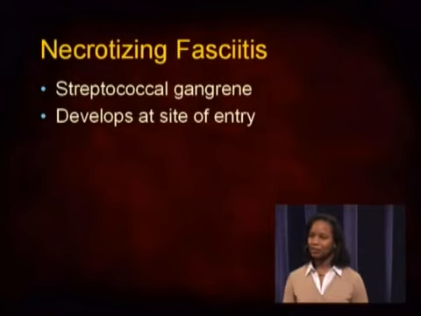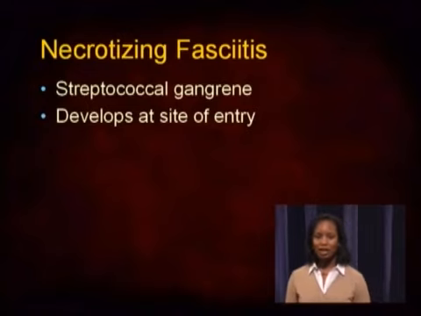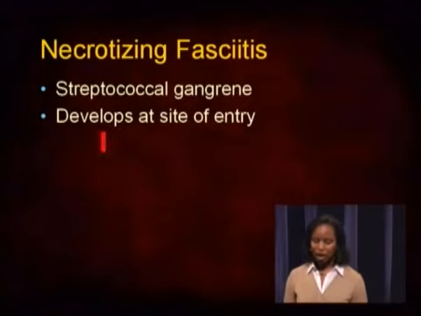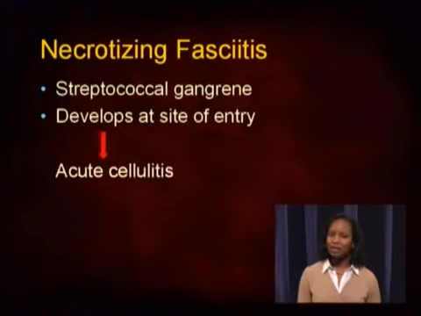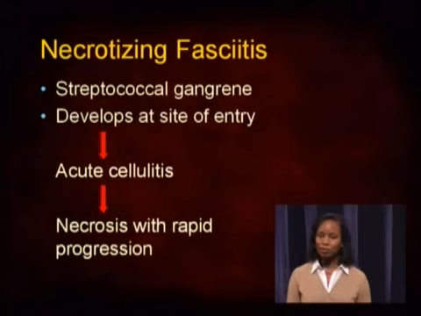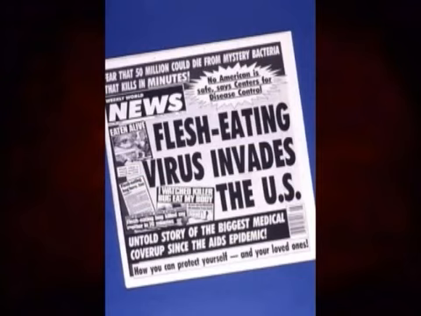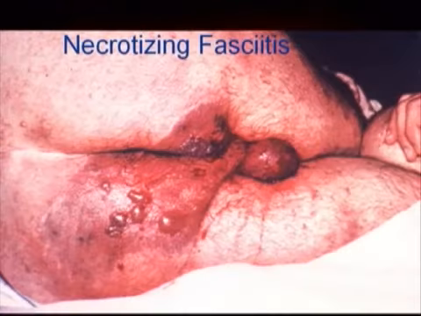And then necrotizing fasciitis. So this is a gangrene that's caused by streptococcus. And initially patients have a break in the skin or some kind of site of entry. They subsequently develop a cellulitis there, and then they develop a rapidly progressing necrosis at that area. So this made it into the tabloid press at one point, flesh-eating virus, so not quite the best terminology there, invading the U.S., and no American is safe, and pretty scary stuff there, but when I show you a few pictures of it, you might agree.